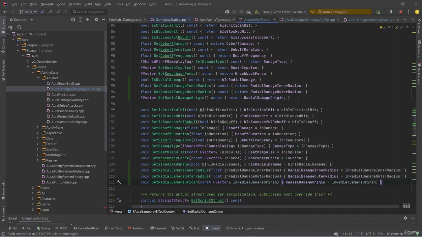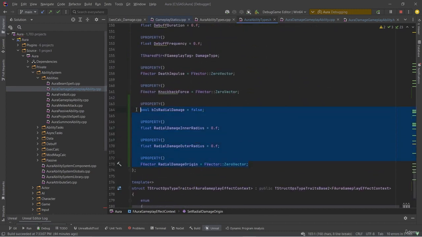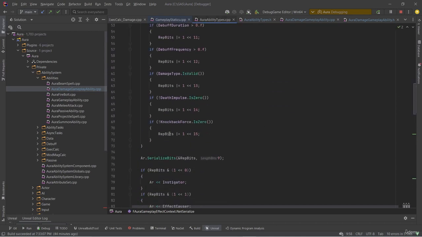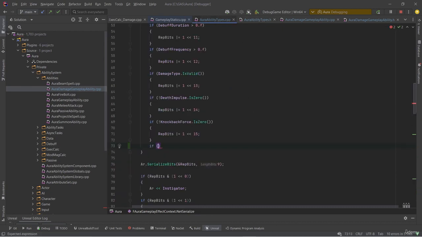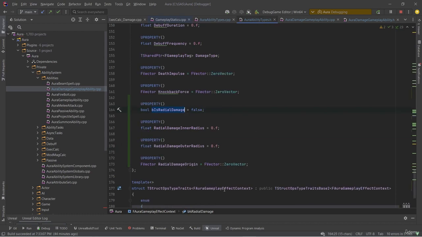All right, so I have my getters and my setters. Now the next step is to net serialize these. Now I'm going to go into AuraAbilityTypes.cpp, and we're going to flip our bits by checking our member variables. The first one I'm going to check here is radial damage. So if bIsRadialDamage, then I'm going to flip the 16th bit. And I'm not going to bother flipping any of the other bits if IsRadialDamage is false.